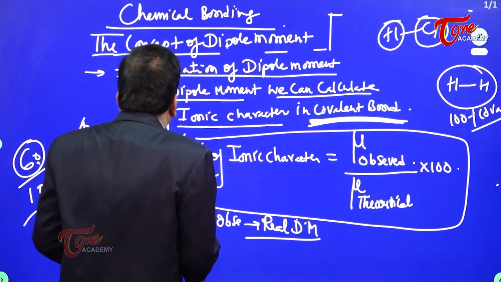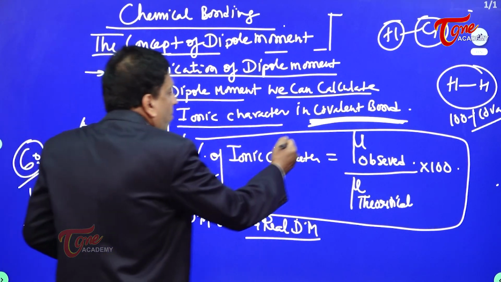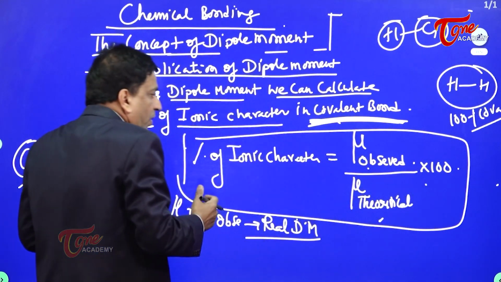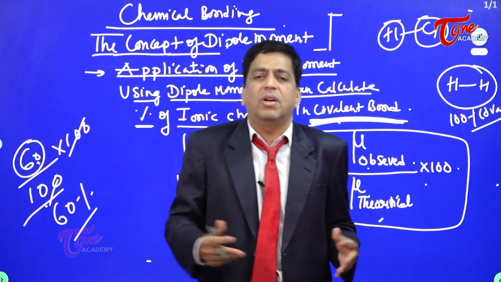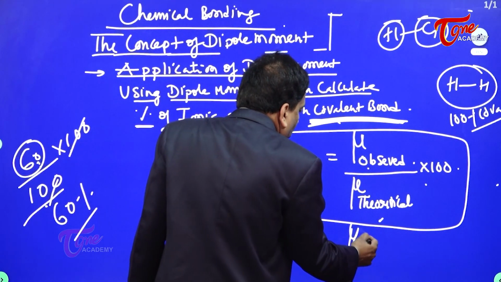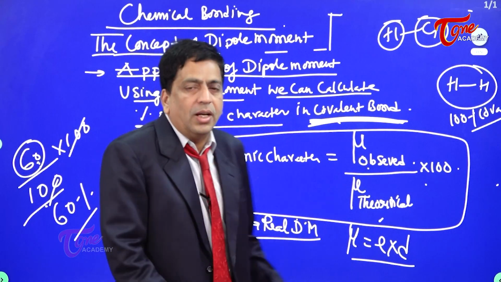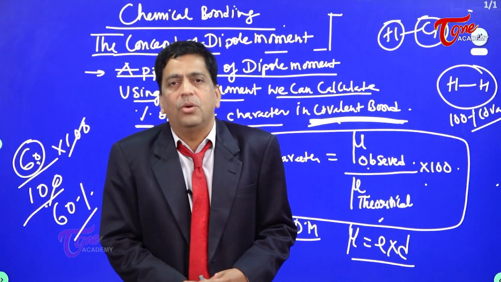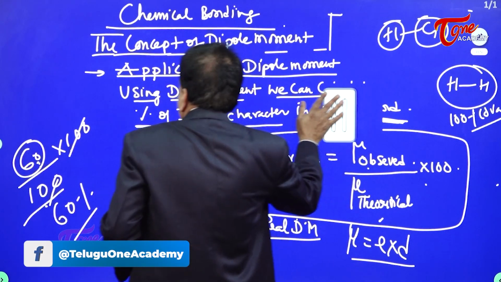So, percentage of ionic character in covalent bonds is given by mu observed by mu theoretical into 100. Whether it is mu observed or mu theoretical, it doesn't matter for me. It has only one formula. And remember that mu is always equal to what? E into D. Mu is basically E into D. You must understand. Right? If that is the case, let us put it properly.